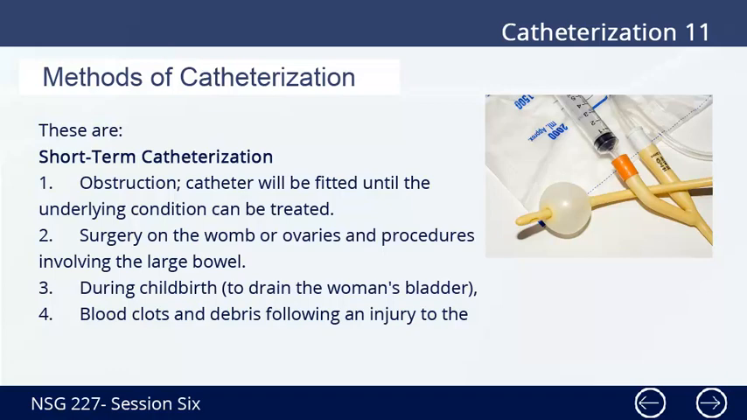Methods of catheterization. These are short-term catheterization. Indications are: 1. Obstruction. Catheter will be fitted until the underlying condition can be treated. 2. Surgery on the womb or ovaries and procedures involving the large bowel. 3. During childbirth, to drain the woman's bladder. 4. Blood clots and debris following an injury to the bladder or surgery.